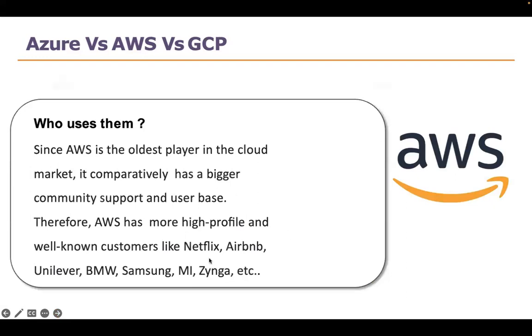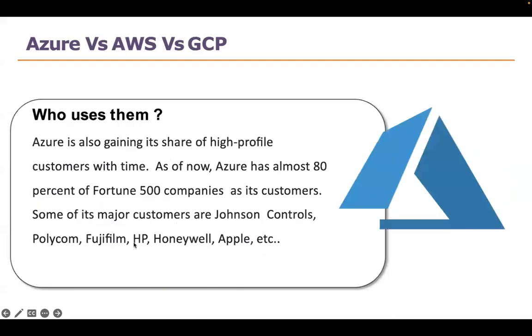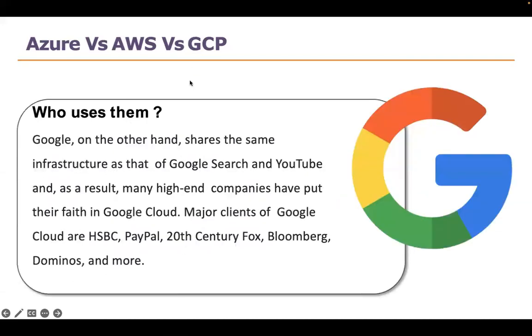We have some company names who are using AWS services. Everyone has good company staff, good company users, or what we say clients. You can see AWS has Netflix, Samsung, BMW, and many more. Azure also has some good companies, we can say HP, Fujifilm, Apple, and all. And finally, Google also has good companies, that is HSBC, PayPal, 20th Century Fox, right? So based on that, every company has a good clients and service provider ratio.